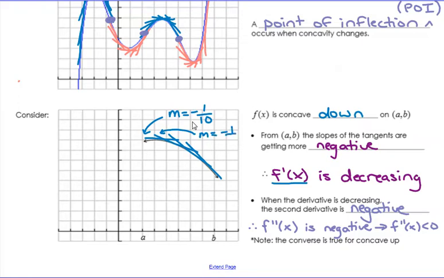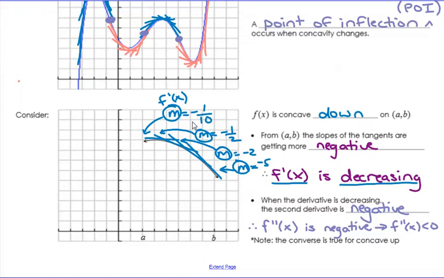So maybe -1/2, we'll say. The next one we can say is maybe -2. And then now we're getting even steeper, maybe -5. So when we compare all of the slopes, that's what the second derivative means. It's a comparison of the first derivatives. Remember, slope is first derivative. When we compare them, we're saying they're actually decreasing, because -1/10 is a lot larger than -5. So it's increasing in the negative direction, which means it's decreasing.